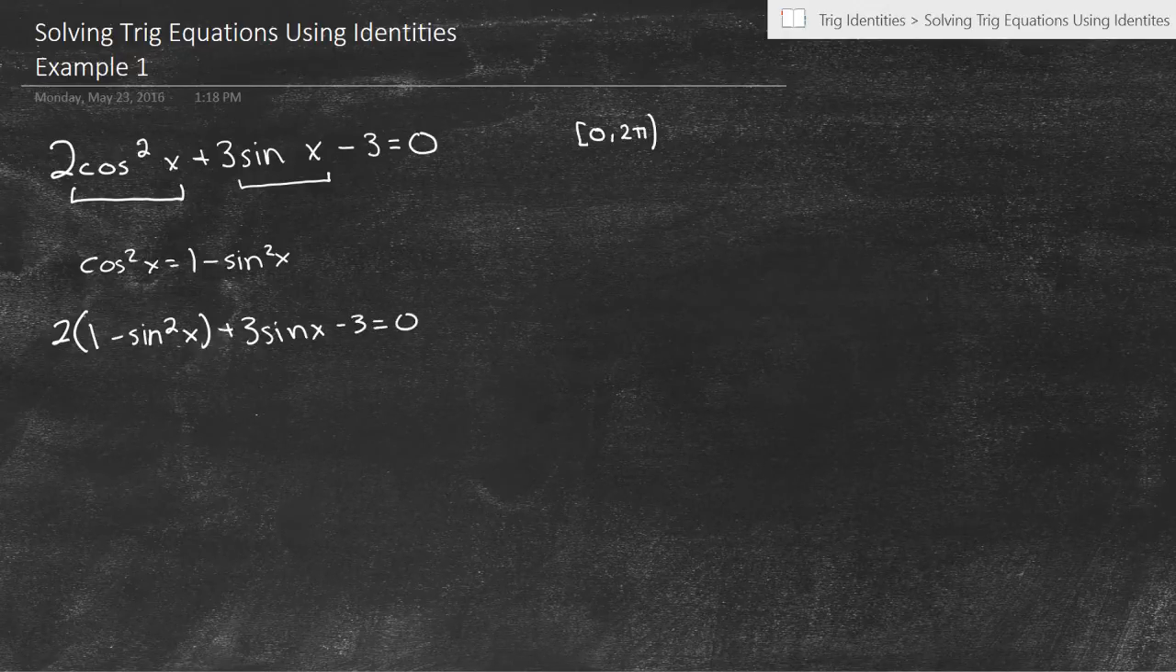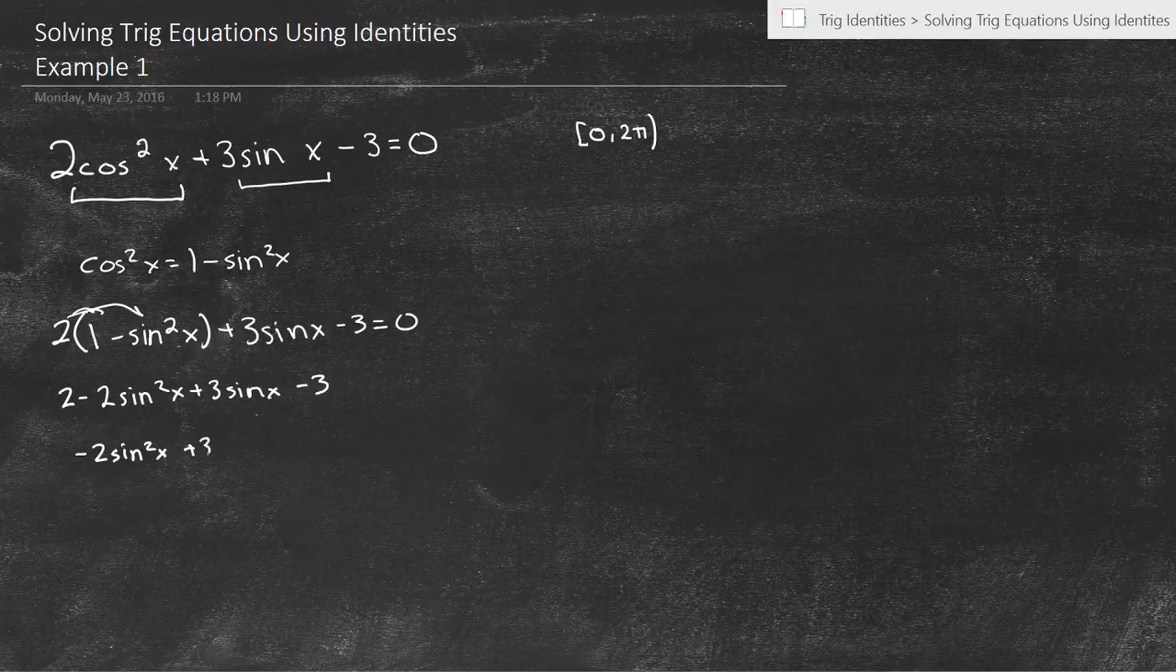Okay, now we can just distribute. So we'll get 2 minus 2 sine squared of x plus 3 sine x minus 3, and then combine the 2 and the negative 3, and we'll get negative 2 sine squared of x plus 3 sine x minus 1. And now we can just factor.